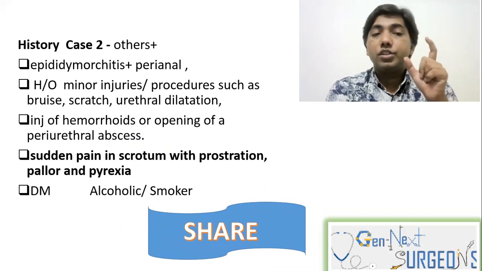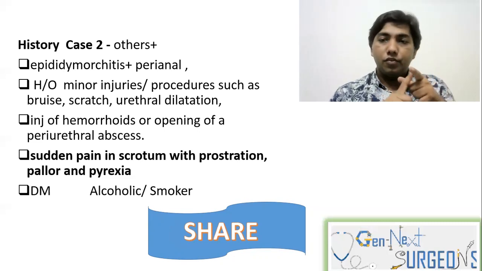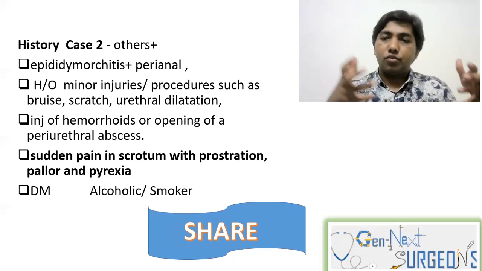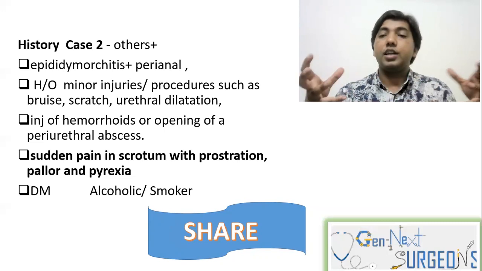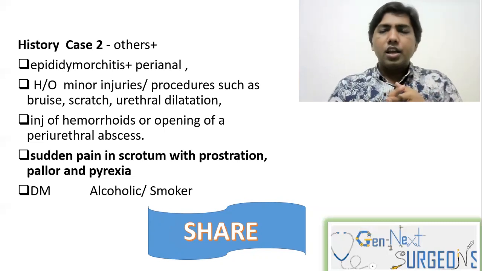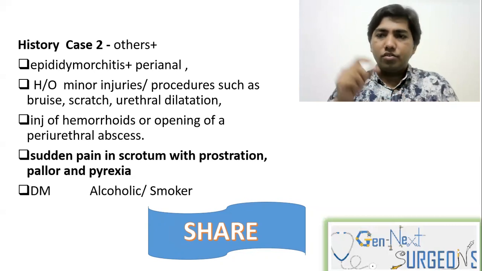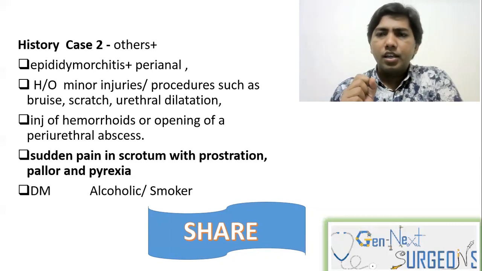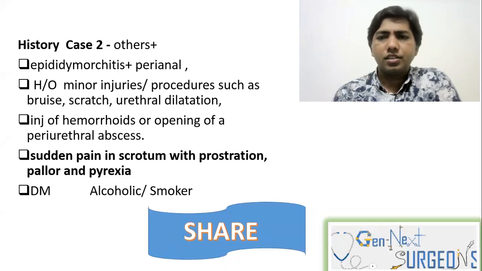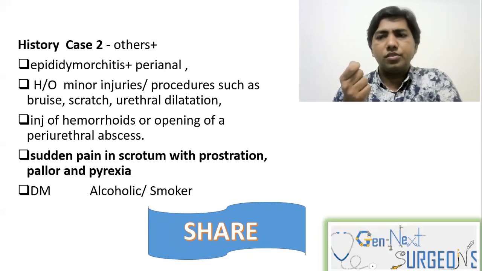We have to look for the history regarding epididymo-orchitis or any perianal pain, because in Fournier's gangrene the source may be the scrotum, epididymo-orchitis, or a perianal abscess. So we need to ask about this, and about any history of minor injuries or procedures, such as a bruise or scratch over the perineal region, or urethral dilatation. Sometimes in hemorrhoids we inject sclerosant, or a periurethral abscess is drained inadequately.